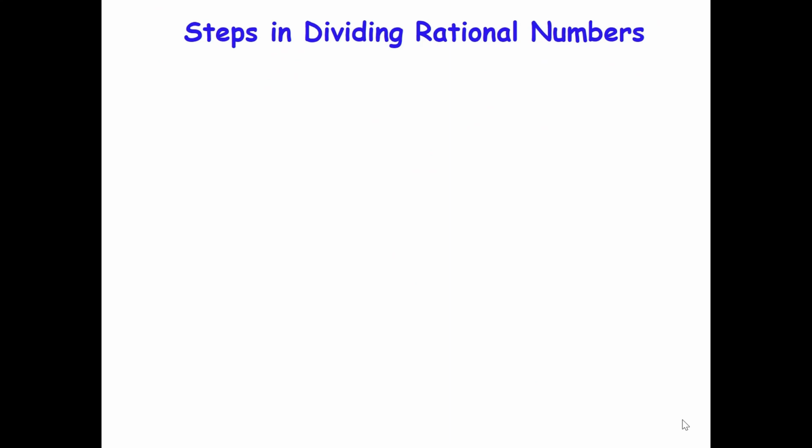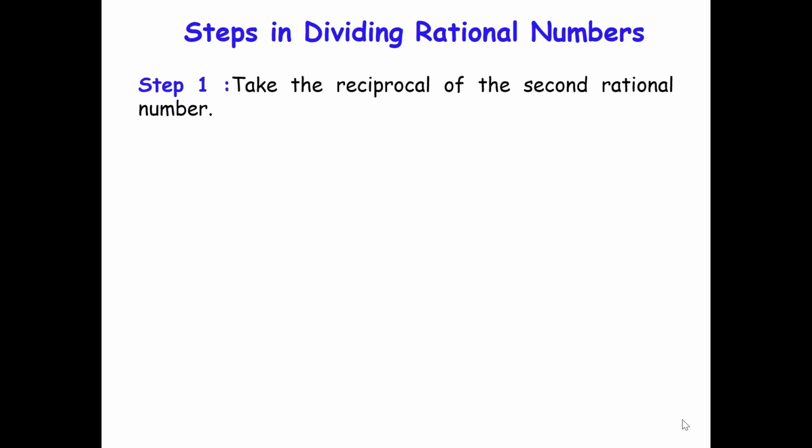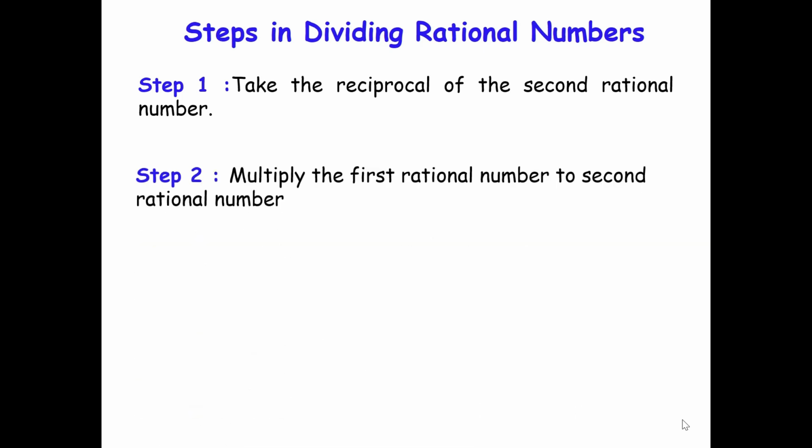Steps in dividing rational numbers. Step 1. Take the reciprocal of the second rational number. Step 2. Multiply the first rational number to the second rational number. Step 3. Simplify. And step 4. Multiply.